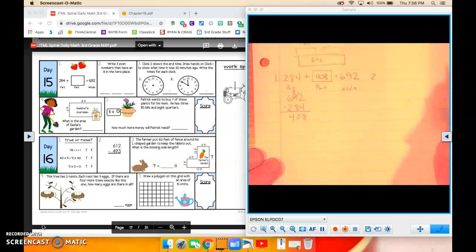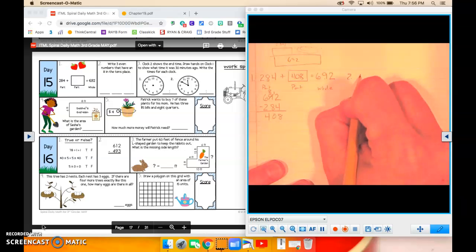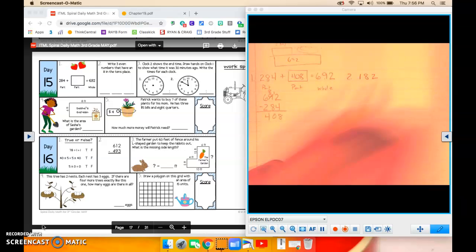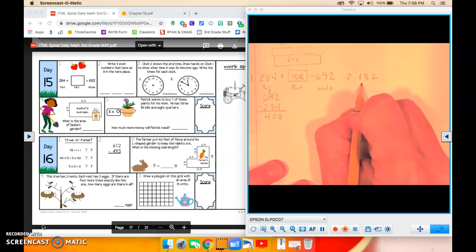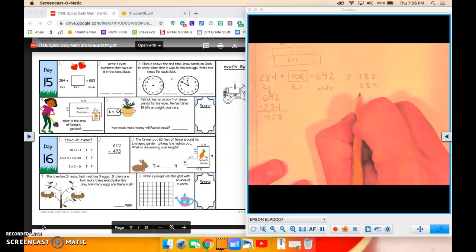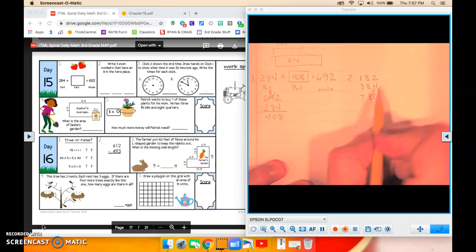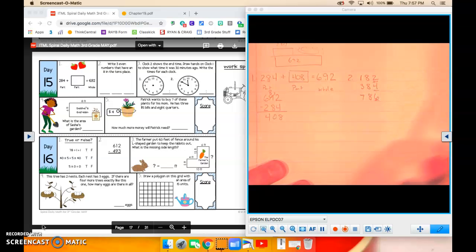Number 2. This one says, write 3 even numbers that have an 8 in the tens place. Okay, so here's a 1 and an 8 and a 2. Here's a 3 and an 8 and a 4. And there's a 7 and an 8 and a 6. Okay, so even number, 0, 2, 4, 6, or 8 in the ones place, right? And 8 in the tens place, and any number you want in the hundreds place.